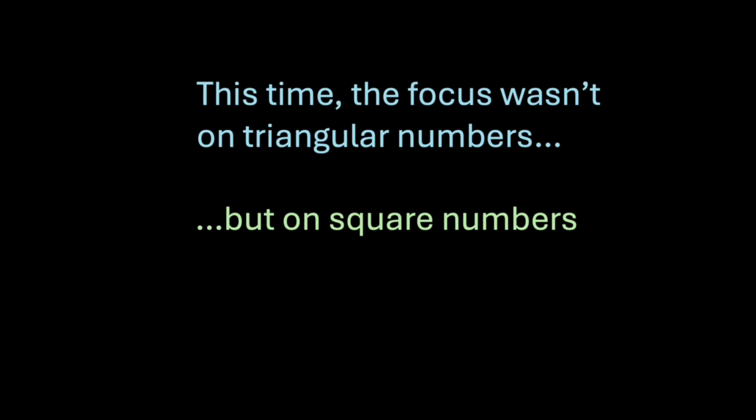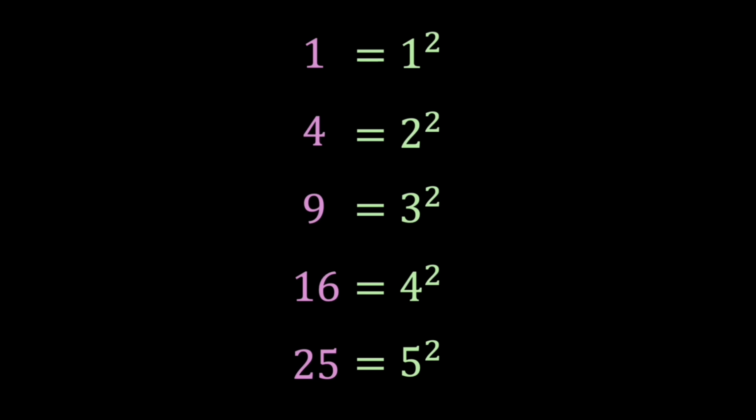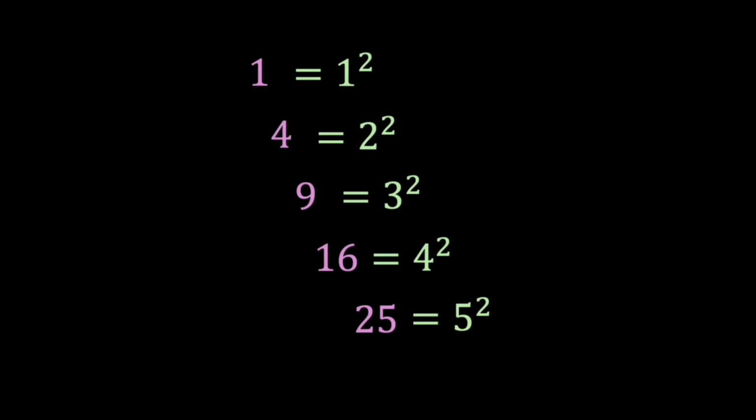This time, the focus wasn't on triangular numbers, but on square numbers, values like 1, 4, 9, 16, 25, etc. You can think of the square numbers as the result of squaring the natural numbers. So 1 equals 1 squared, 4 equals 2 squared, 9 equals 3 squared, 16 equals 4 squared, and 25 equals 5 squared, and so on.